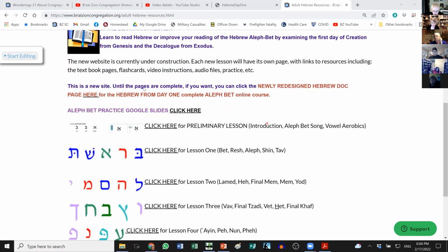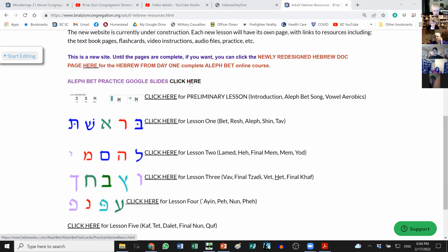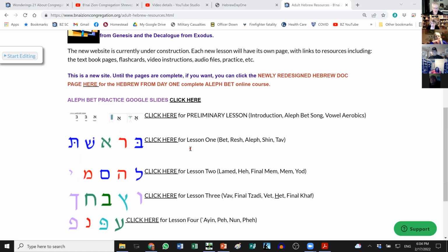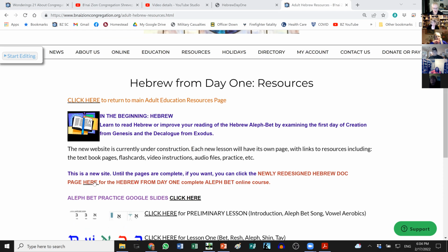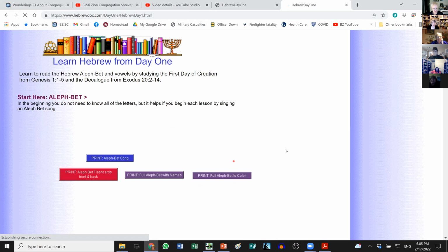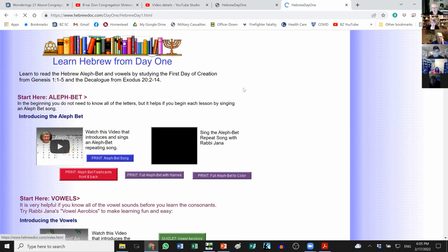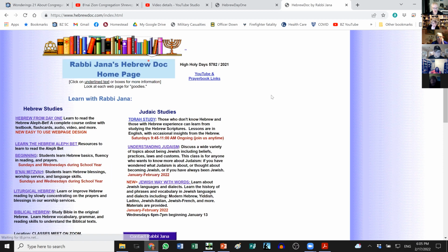Normally you can find your lesson here, and I show you a colorful version of what the new letters are. For this one, I didn't do the colorful letters because instead I would love for you to go here, in the red, to the newly designed Hebrew from day one page, which you can also reach if you just go to the regular Hebrew doc, and then click over here on Hebrew from day one.